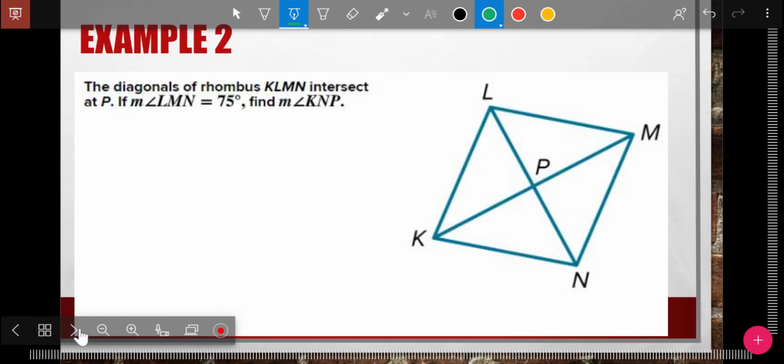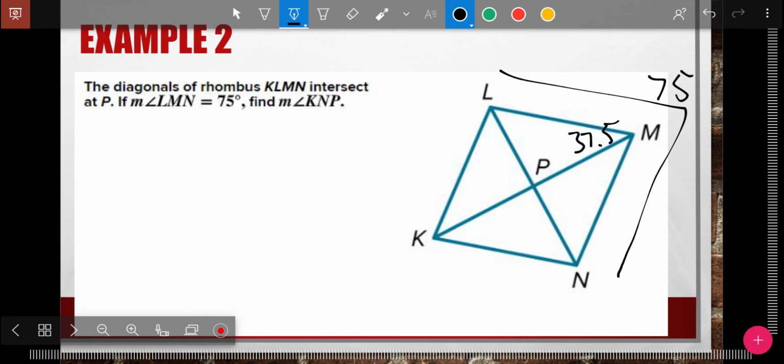Two examples left. The first example here, we just did one like this, so I'm going to go a little bit fast here. All right, the whole thing, LMN, the whole angle is 75. So I know that each of these parts here is 37.5 because it's a rhombus. It says it's a rhombus right here. It means that the corner gets split up. And opposite angles are congruent. So this one's 37.5. Why do I care about that one? Because it's asking me for K and P, which is right there. I also know because it's a rhombus, the diagonals are perpendicular. And so this one right here is 90.